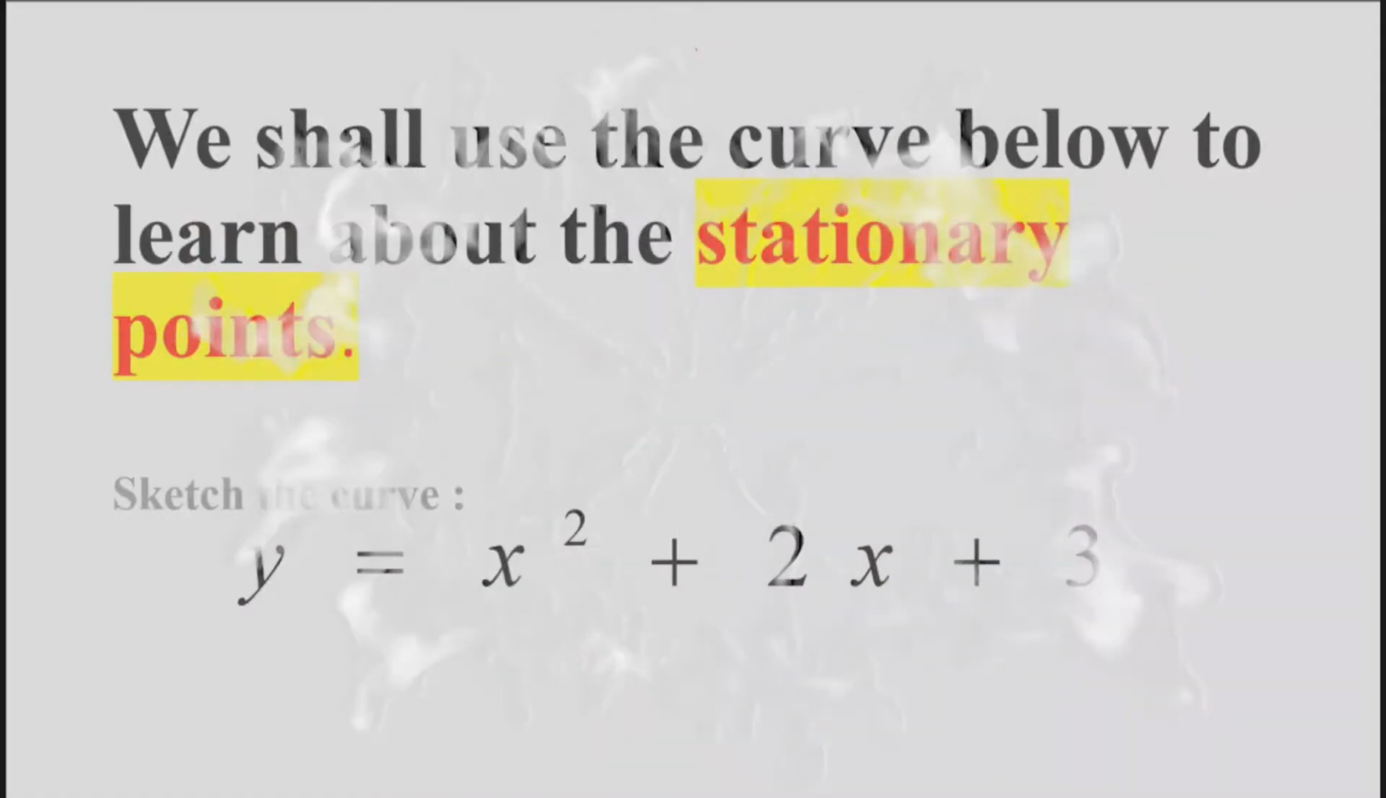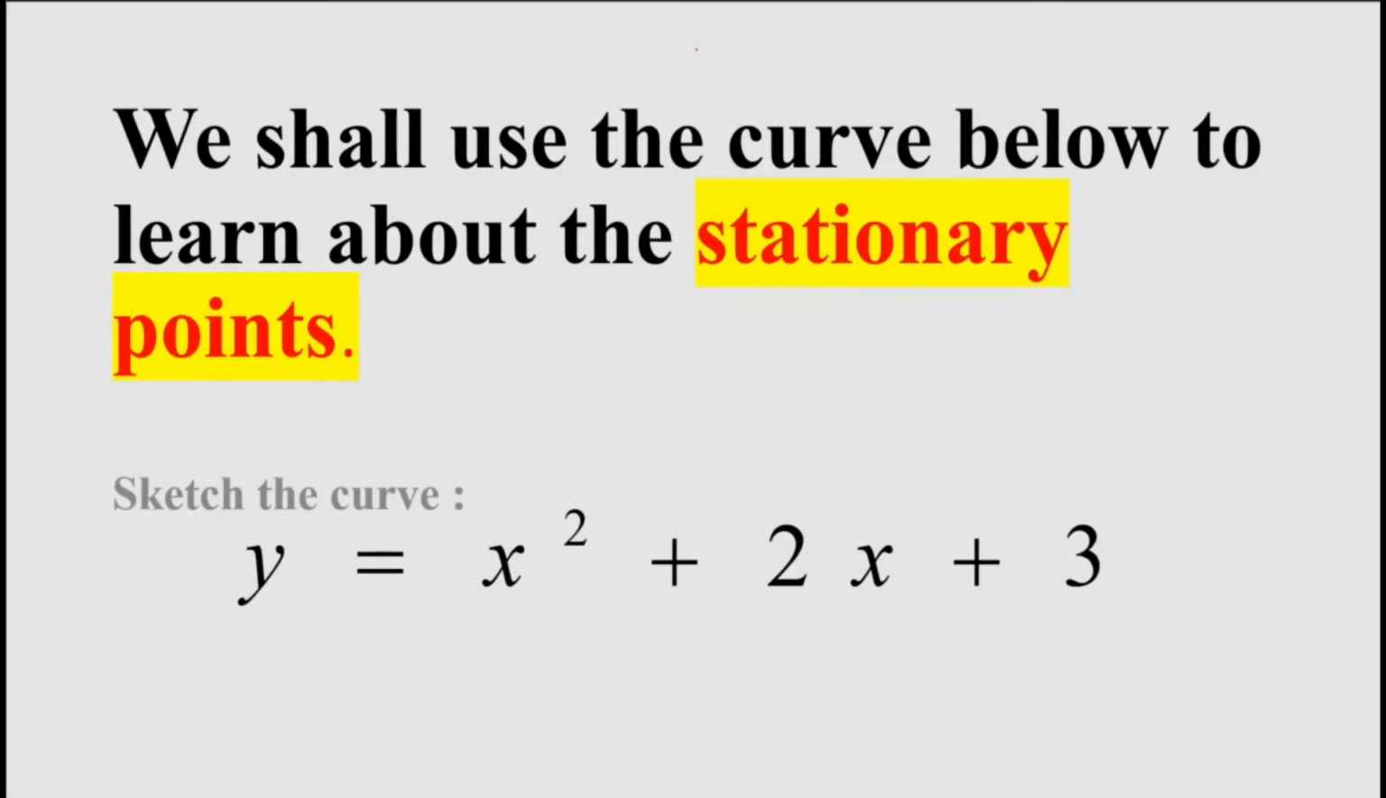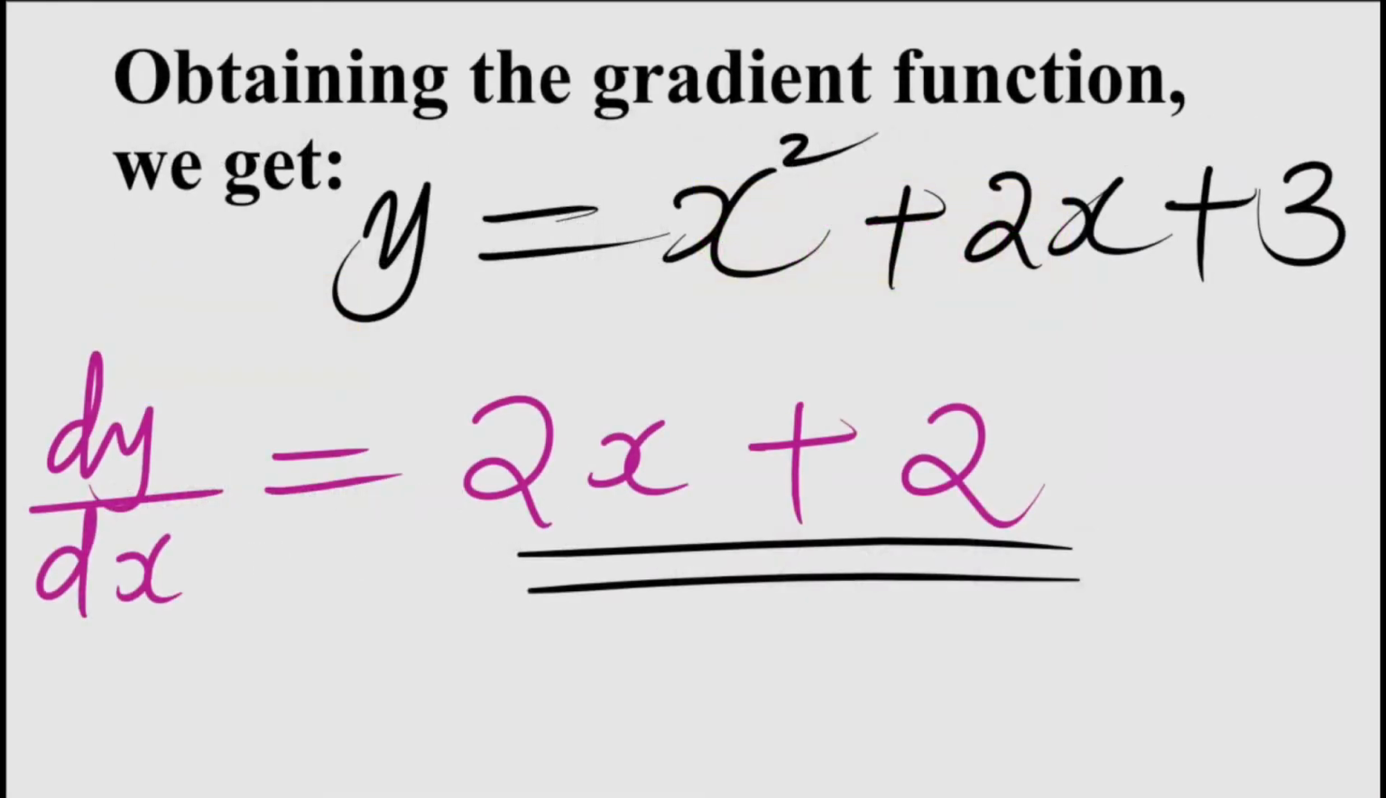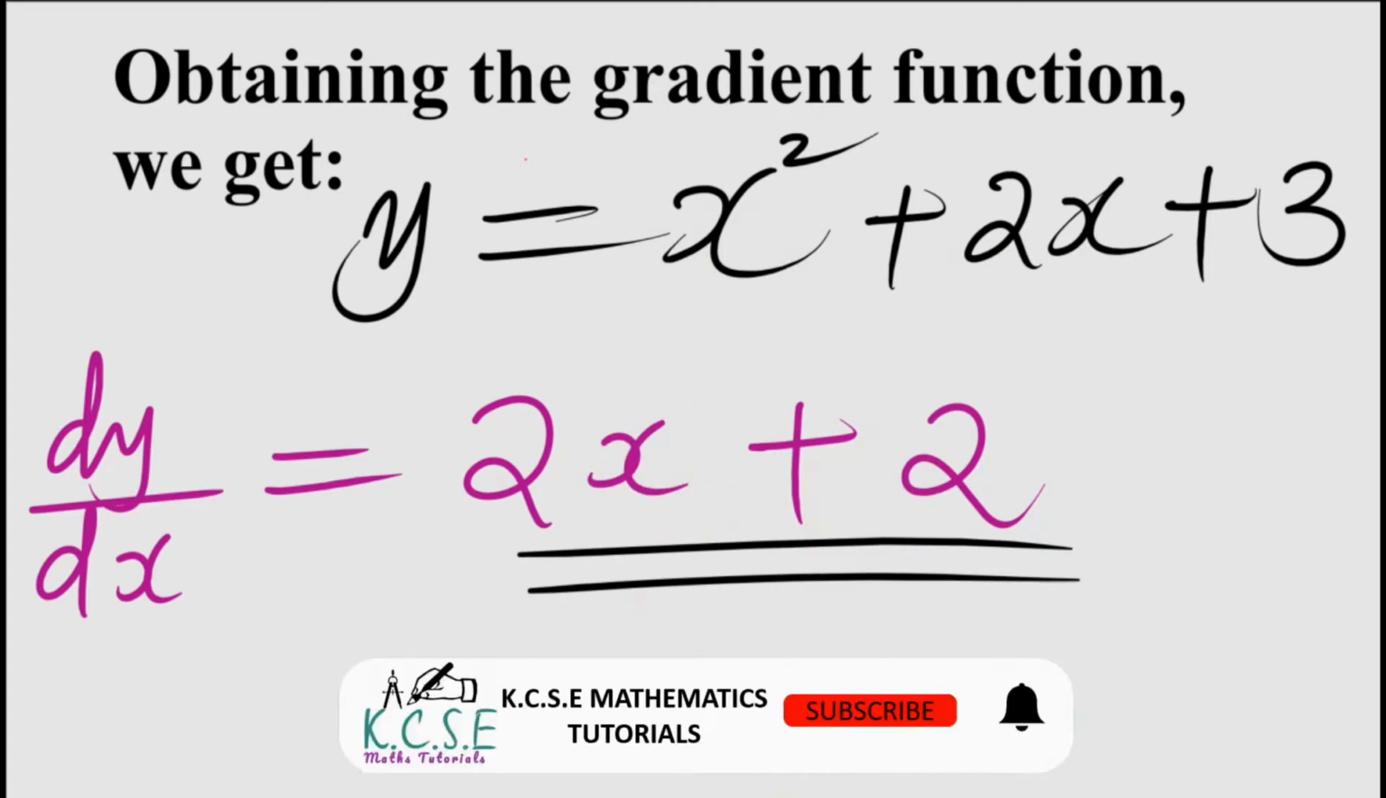But before we draw that curve, let's get the gradient function of this curve. That is the first thing you're going to do in order to understand better what stationary points are. So y equals x squared plus 2x plus 3. When you differentiate this, you obtain the gradient function. So differentiate it and you get dy over dx equals 2x plus 2. So this is the gradient function.